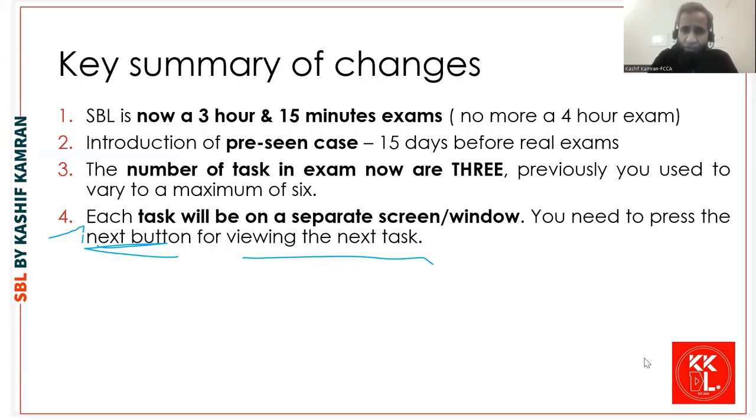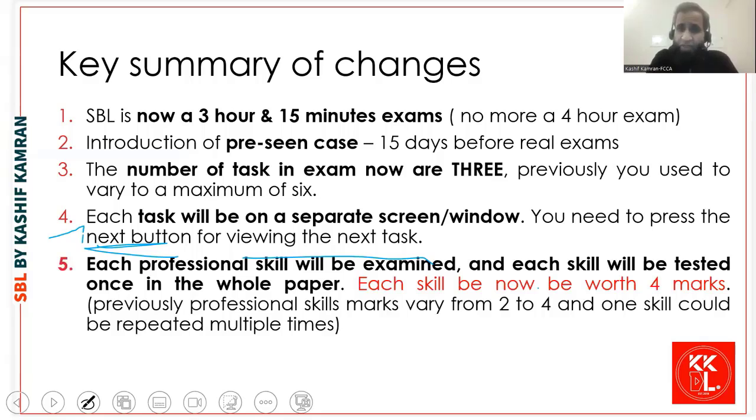Let's look at the change. Let's look at the 5th one. Each professional skill will be examined, and each skill will be tested once in the whole paper. Each skill will now be worth 4 marks. Previously, professional skill marks varied from 2 to 4, and one skill could be repeated multiple times.